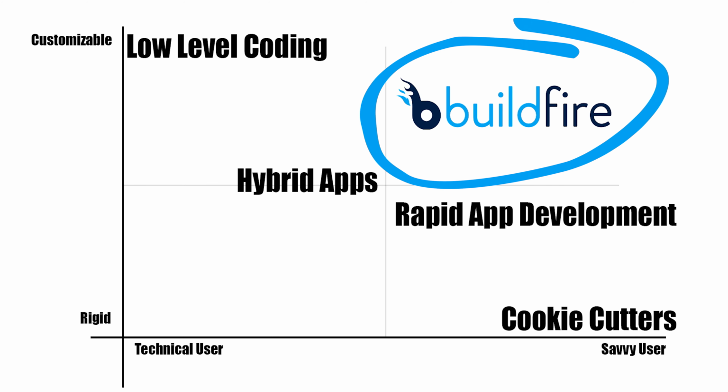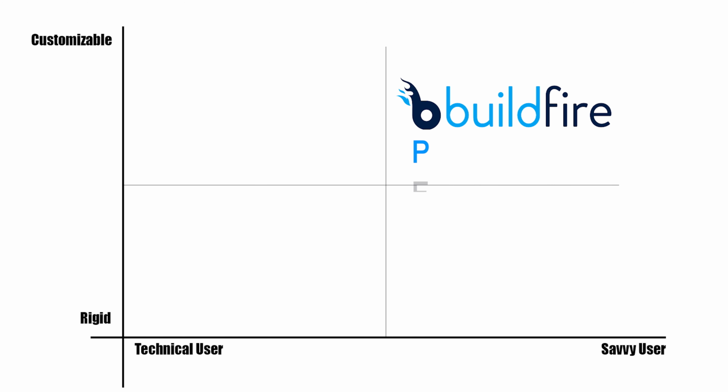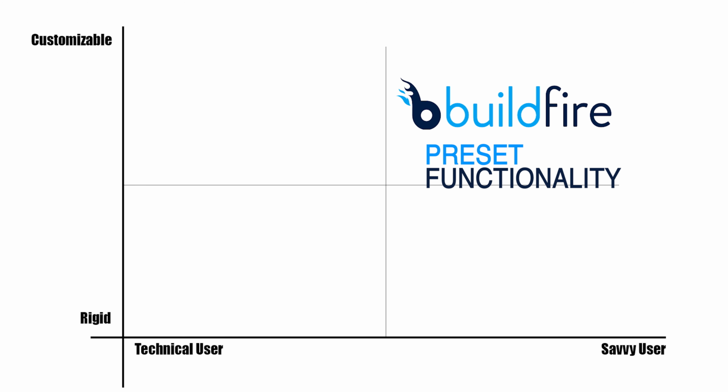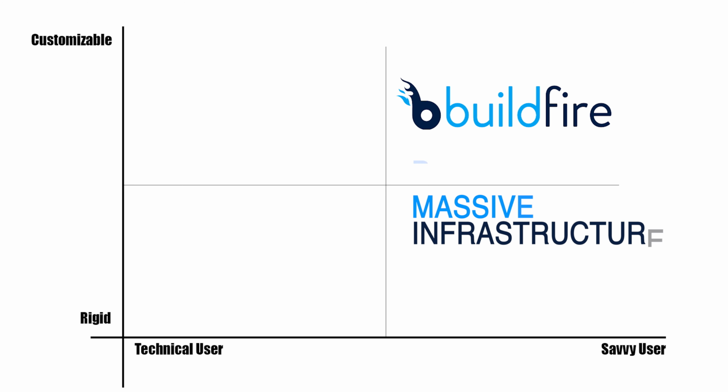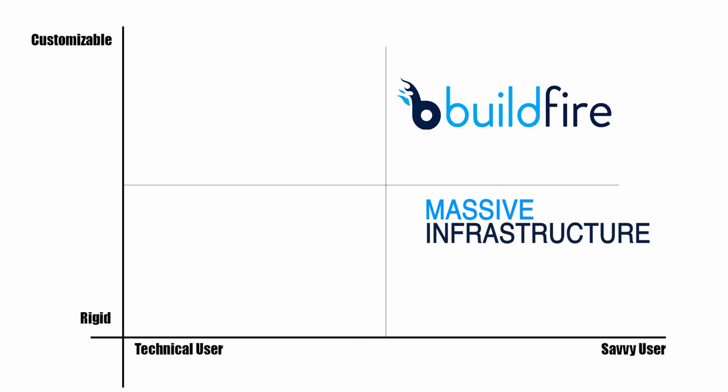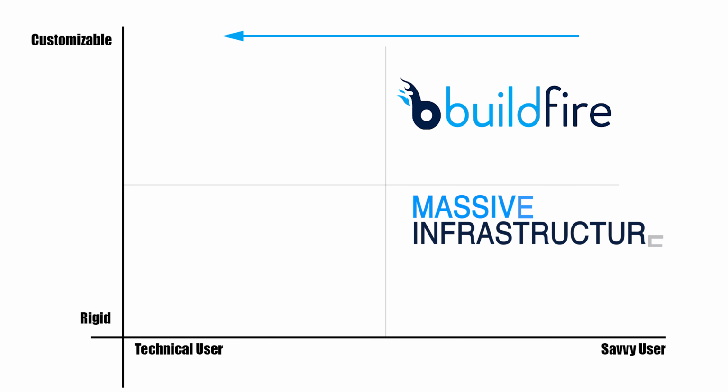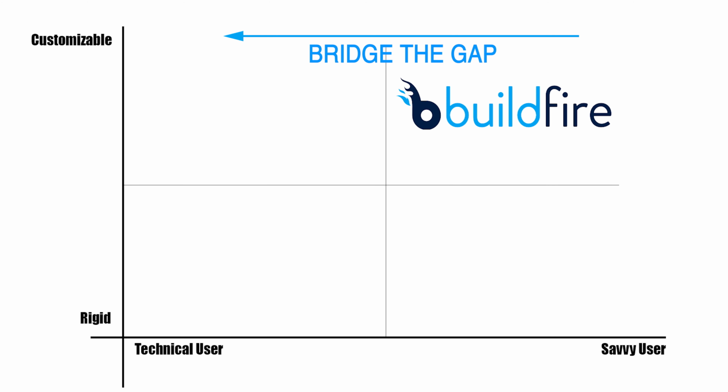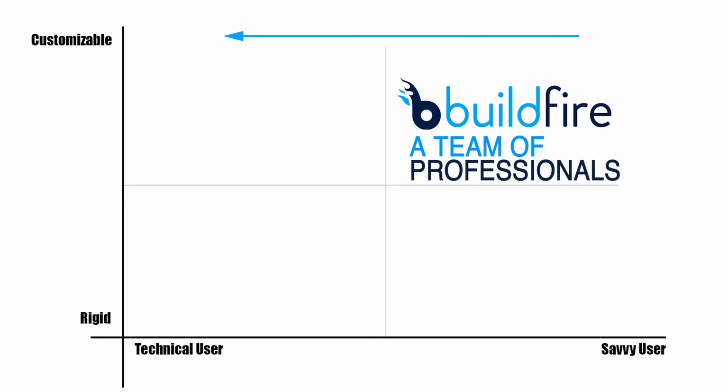Last but not least is Buildfire. It gives you preset functionality so that you don't have to waste your precious dollars reinventing the wheel. It gives you a massive infrastructure that you could just tap into, but it allows you to peel back that onion and bridge the gap with any custom functionality that you need using a single code base. Furthermore, if you don't have access to developers, designers, QAs, and PMs, Buildfire can provide a team of professionals to help you build any functionality that you need.